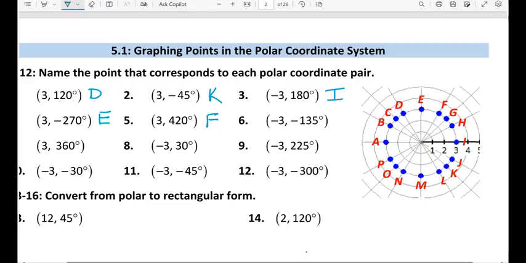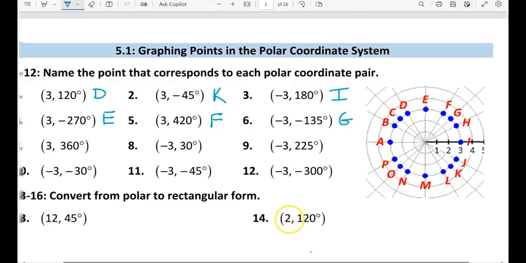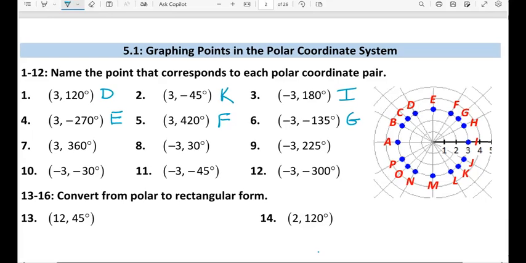For number 6, we have a negative 135 degree rotation. So if I rotate negative 135 degrees, that brings us to that radial line. And the radius is negative 3, so it's in the opposite direction, which brings us to point G. For 7, we have the point 3 comma 360 degrees. So I'll use a positive 360 degree rotation. 3 units away from the origin is point I.